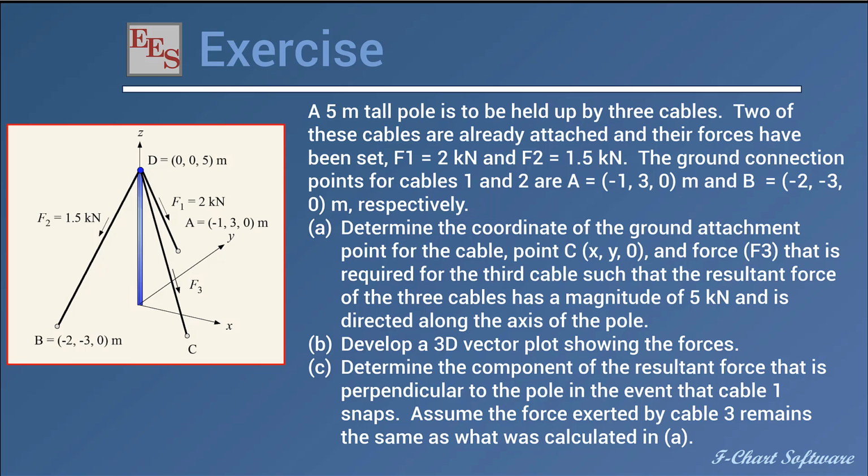So that's the problem. Once we get the problem completed, we can visualize these forces with a 3-dimensional vector plot. So that's part B. And then part C asks what would happen if cable 1 snapped. So in that case, what would the resultant force look like? And then specifically, what would be the component of the resultant force that is perpendicular to the pole? And that's obviously the component that would be troublesome, because it would be trying to pull the pole over.